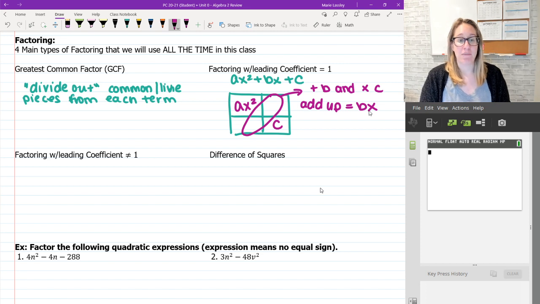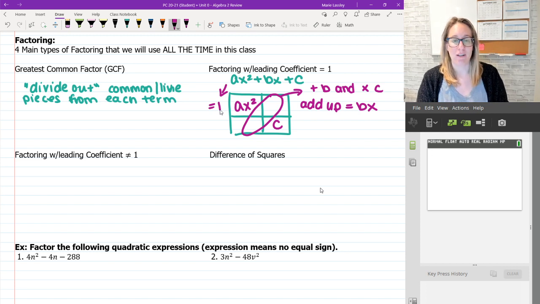So the next method is very similar. It's factoring when you have a leading coefficient not equal to 1. In this first one we're looking at, that a value is going to be a 1, so there's nothing there. That's what I mean by a leading coefficient. The leading coefficient is the number that's out front of our equation. In this next instance, we don't have a 1 in the front. We have some other number next to our x squared.